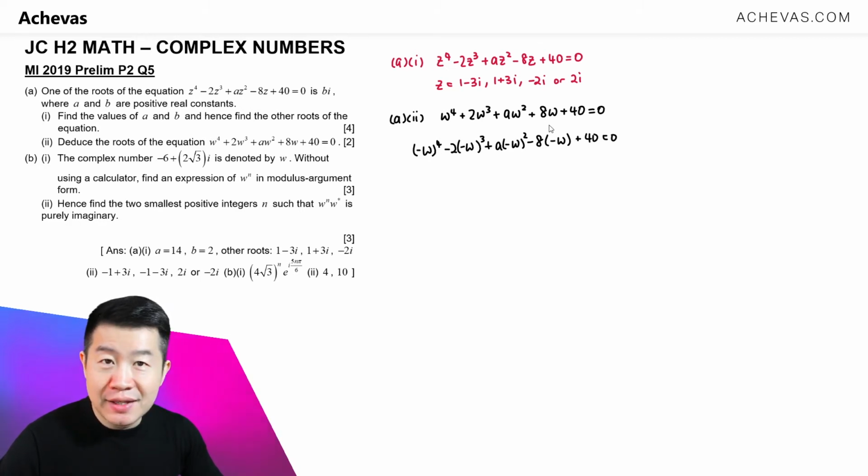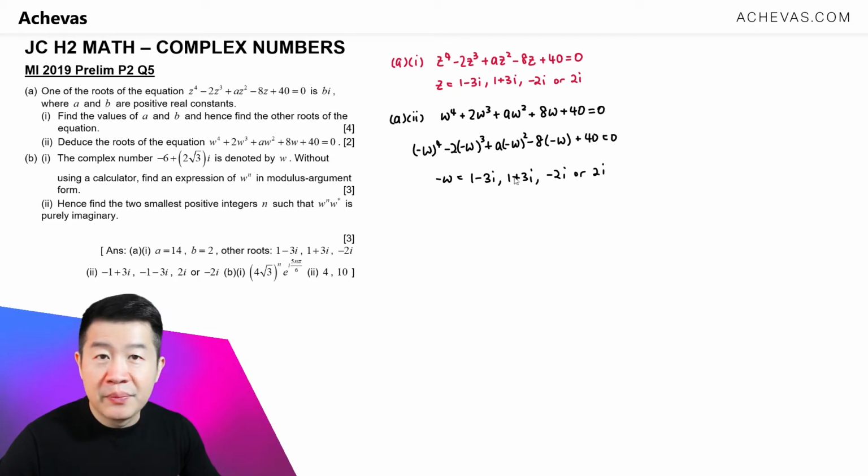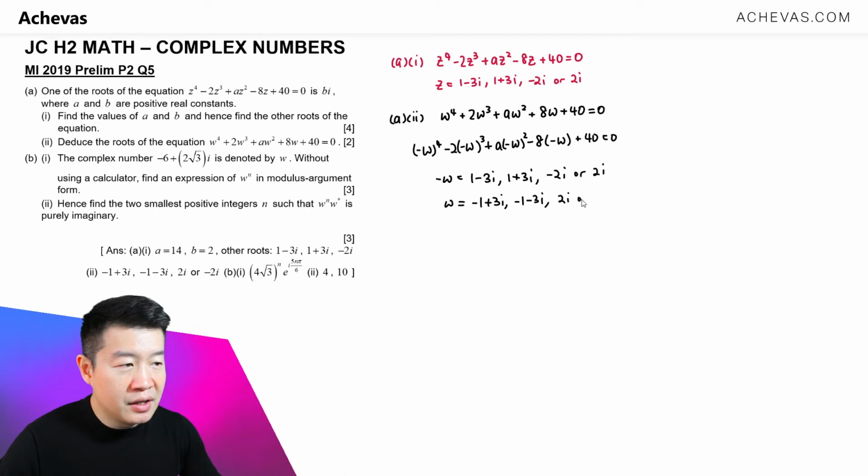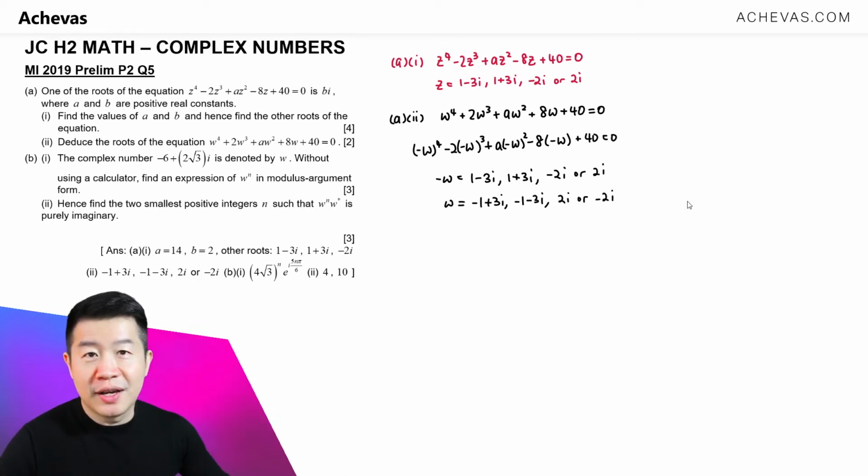And if you were to now compare this to what we have previously, all the z will be replaced by minus w. That's how I'm going to make use of the roots from the previous part to solve for this equation. Minus w is going to have values 1 minus 3i from the previous part, 1 plus 3i, minus 2i or 2i, which means that the roots of w will be, bring the negative 1 over to the other side, minus 1 plus 3i. This is the first root. The second root will be minus 1 minus 3i. Third root will be 2i. And the last root will be minus 2i.